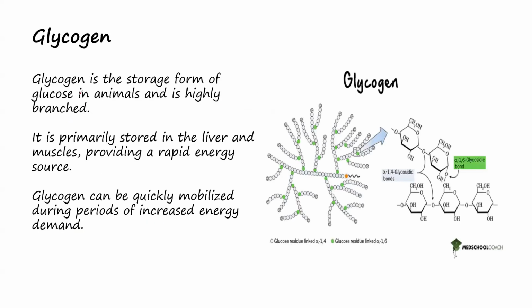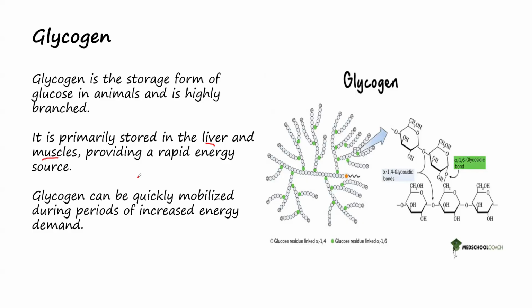The next thing is glycogen. Glycogen is a storage form of glucose in animals, and it is highly branched. I explained that. It is primarily stored in the liver, and it's stored in the liver and muscles. Yes, apart from the liver, glycogen is also stored in the muscles. But the glycogen stored in the muscles is mainly for the muscles to utilize for energy. It is a rapid source of energy.